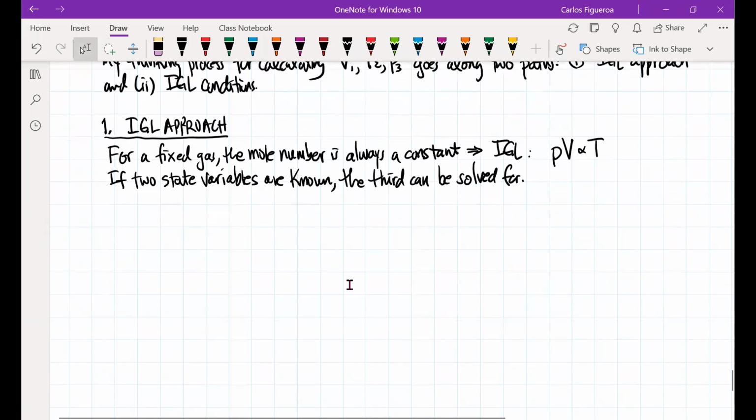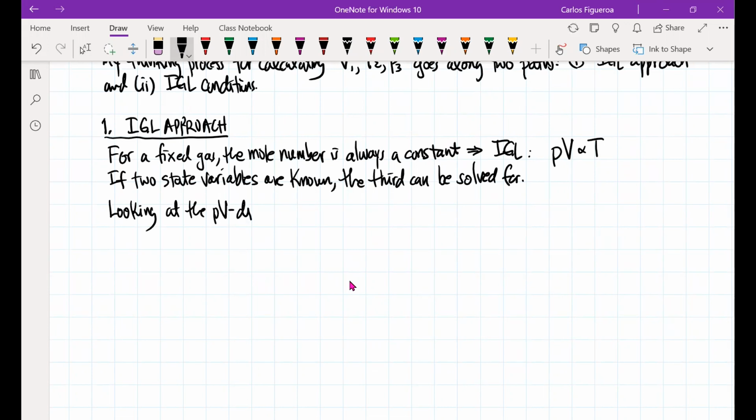So in this situation, what you want to do is start by looking at the PV diagram and identify which states have two knowns. So let's look at that.